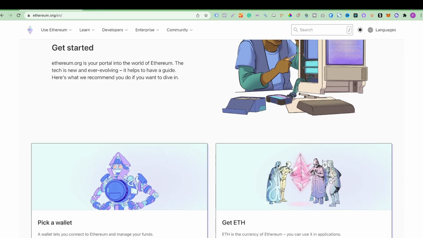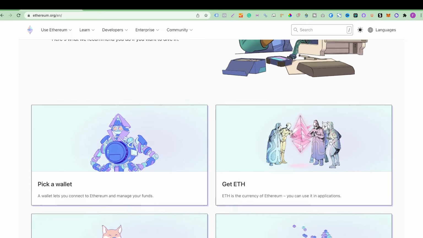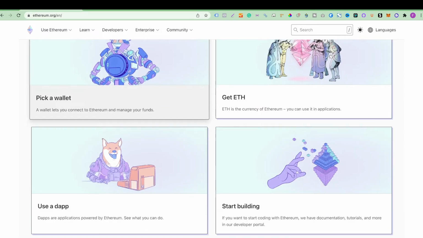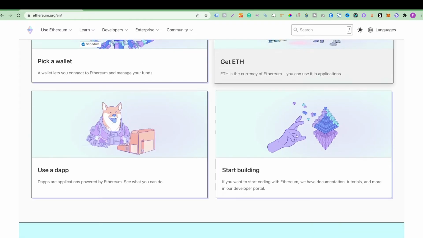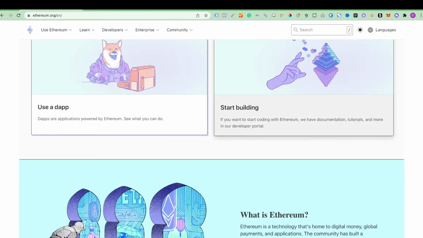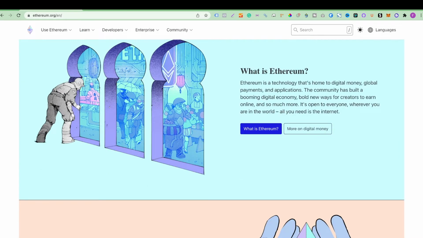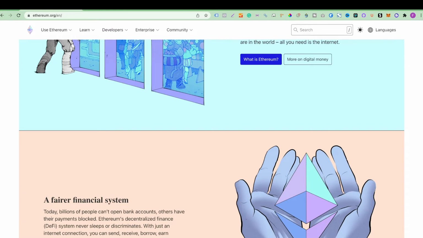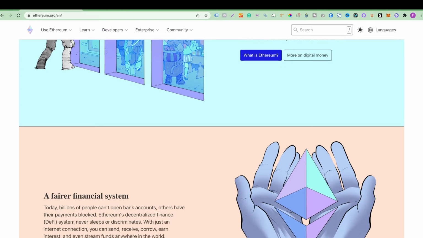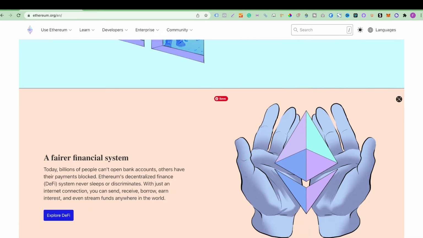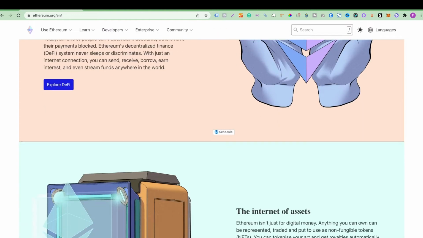So you can see here is your portal in the world of Ethereum. The tech is new and ever evolving, and it helps to have a guide. So here what I recommend you to do is you want to dive. If you want to dive in, you can pick the wallet, you can get Ethereum, you can use that, and you can start building. And here you're gonna find all the information about Ethereum. Ethereum is a cryptocurrency that is used by many other cryptocurrencies. So all the speculation is that Ethereum is gonna go over the moon very soon.